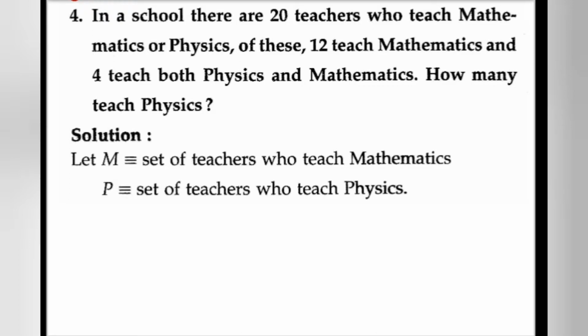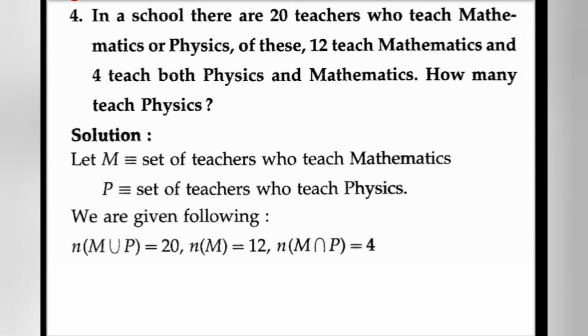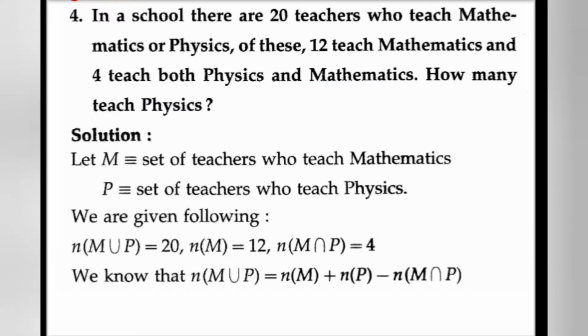Solution. Now let M be set of teachers who teach mathematics, P be set of teachers who teach physics. We are given that number of M union P is equal to 20, number of M is 12, number of M intersection P is 4. We know that number of M union P is equal to number of M plus number of P minus number of M intersection P.